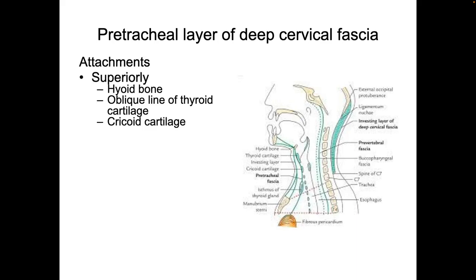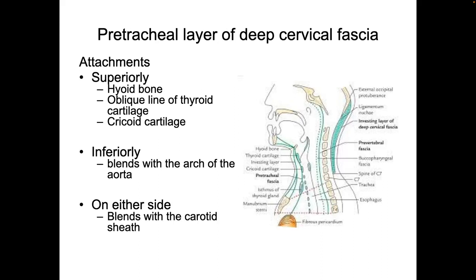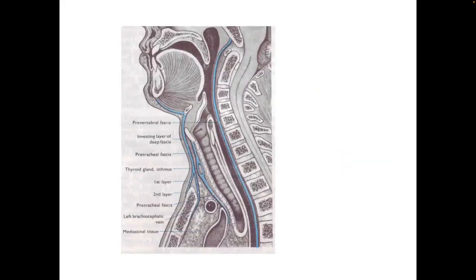Attachments: superiorly the hyoid bone, the oblique line of the thyroid cartilage and the cricoid cartilage. Now the thyroid and the cricoid are the cartilages which are present anteriorly. We'll see that. Inferiorly it blends with the arch of aorta and thus blends with the fibrous pericardium. On either side it blends with the carotid sheath. Let us see if we have diagrams to understand this.